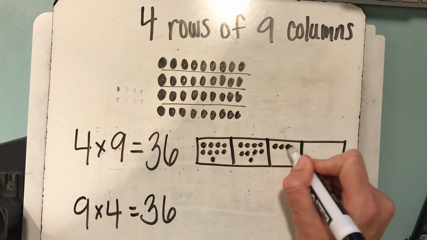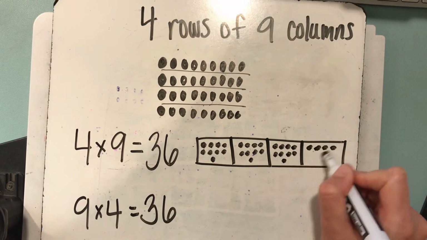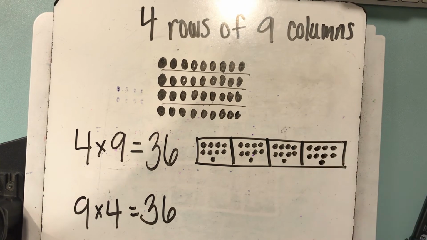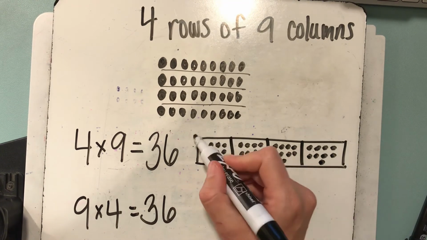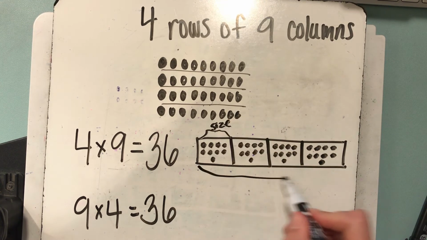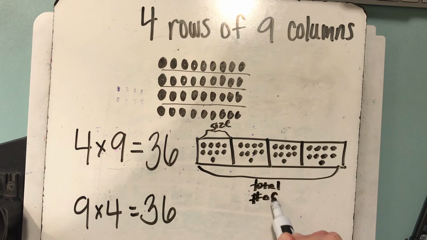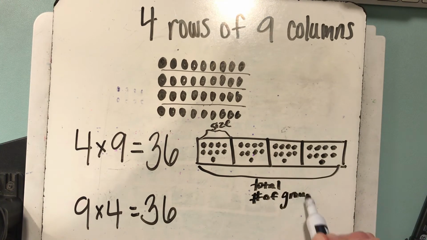9. 9. Whew, that was a lot. Okay, so now I drew my tape diagram, right? This represents the size of the group. This represents the total. It also represents the number of groups.